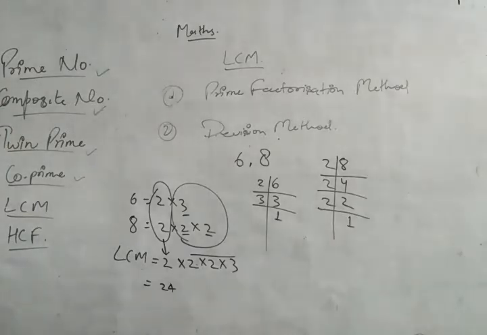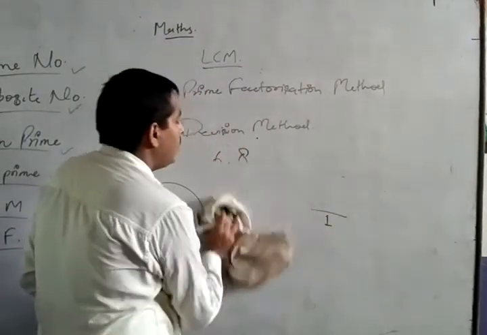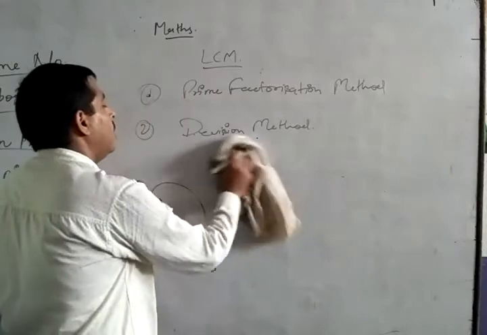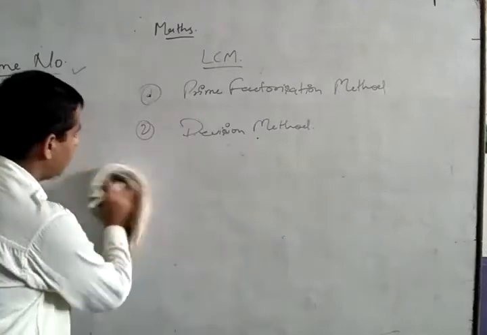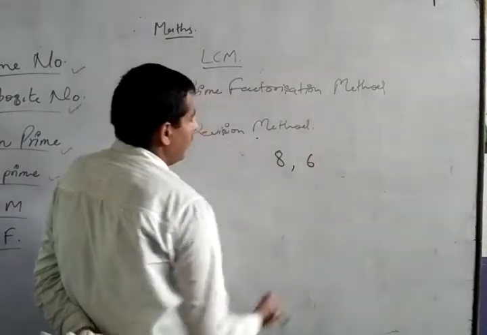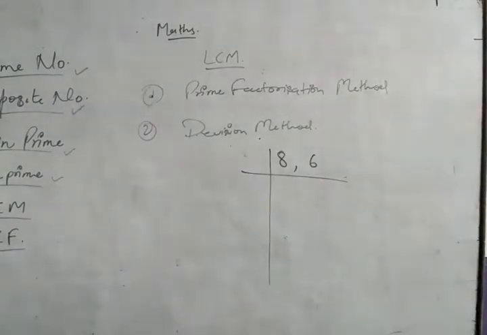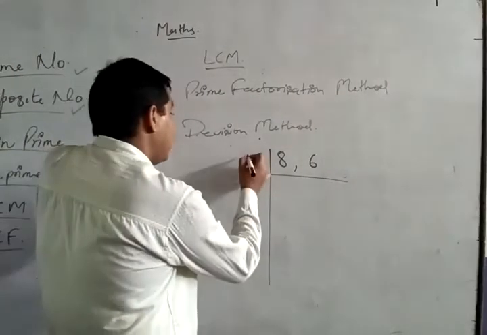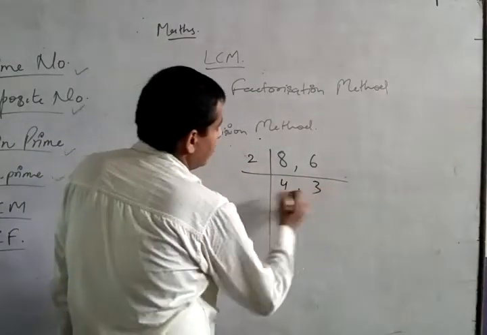Now the second method is the division method. This is the method when we calculate the LCM in the form of division. How? You will see that we have to calculate the LCM of 8 and 6. Then we will divide it by any number, just as 2. 2 4s are 8, comma 2 3s are 6.